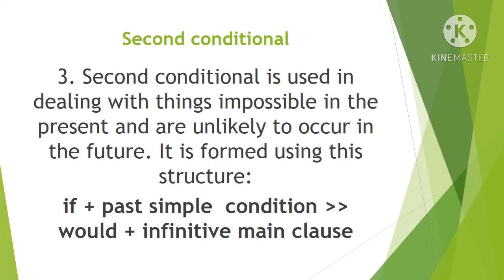We also have second conditional. Second conditional is used in dealing with things impossible in the present and unlikely to occur in the future. It is formed using this structure: if plus past simple condition, would plus infinitive in the main clause.